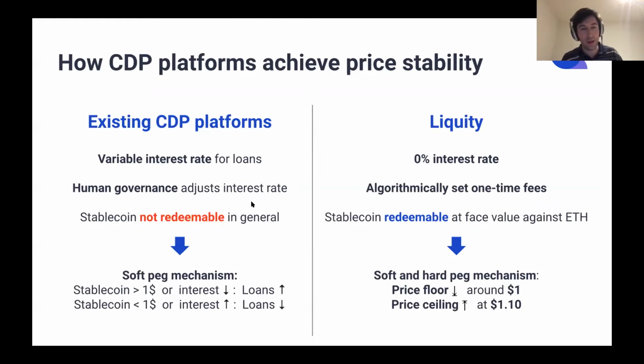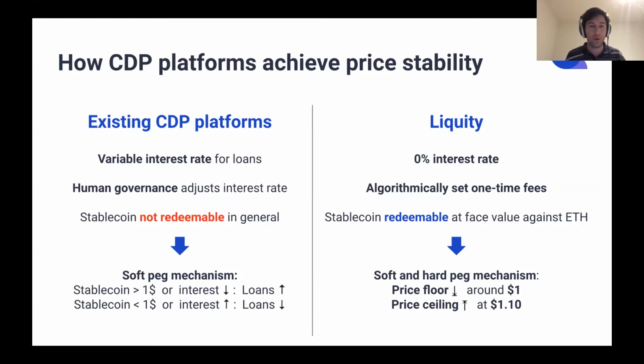Sure. So great. Let me start with a quick comparison of existing CDP platforms and Liquity. MakerDAO would be an example for an existing CDP platform. There are a few others, and they are all mainly based on the idea that there is a variable interest rate for the loans, and there is some kind of governance mechanism that sets or adjusts the interest rate. On the other hand, the stablecoin that those systems issue is not redeemable at face value, or just not redeemable in general.